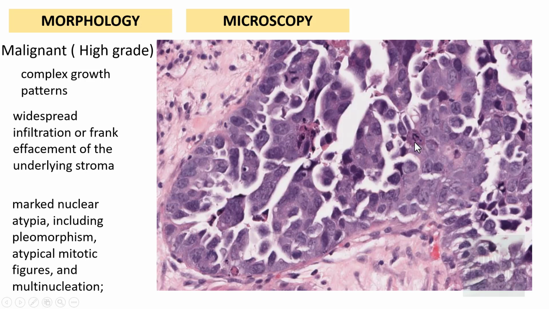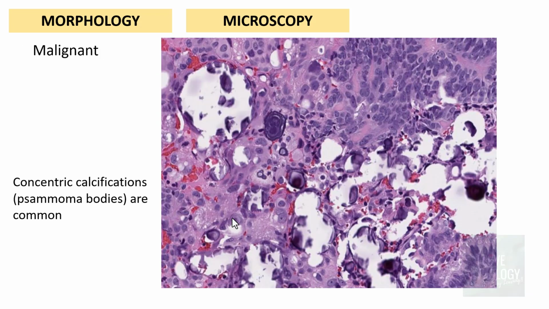Marked nuclear atypia. Lots of these mitotic figures, pleomorphism, atypical mitotic figures. Sometimes you can also see multinucleation. So, say, look at this, this is a multinucleation. All nuclear features of malignancy are evident in the malignant tumor along with evidence of invasion, right?